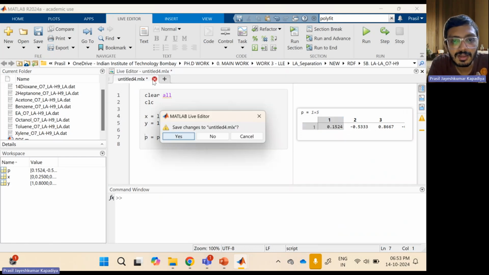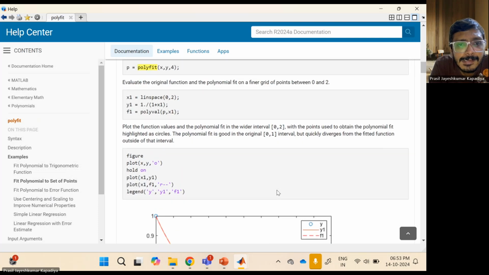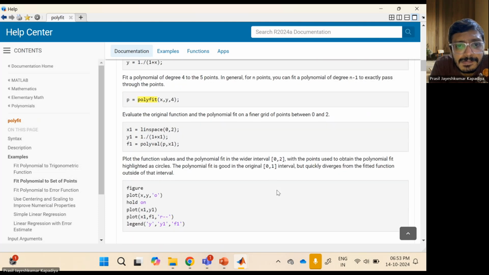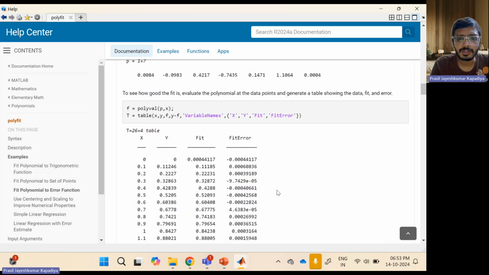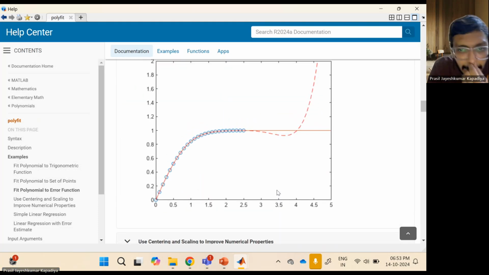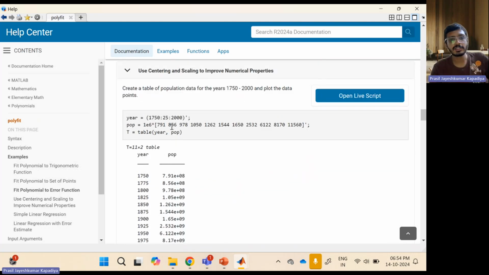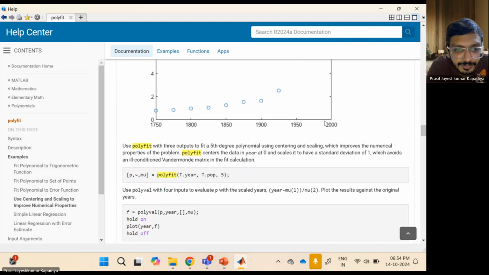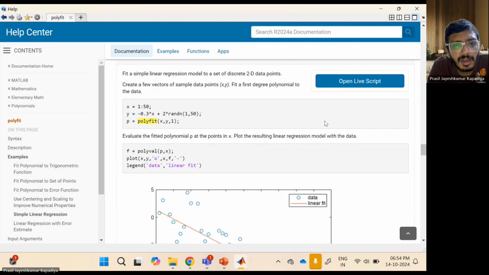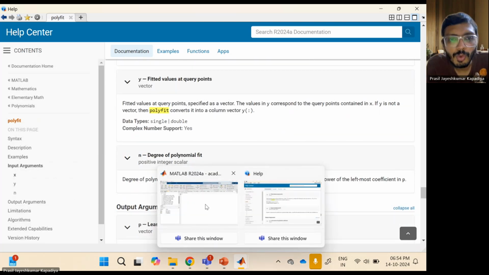Okay, so this was just one exercise. Further, what is given in the help section? Let's try to see it. Error function they are fitting. So see, this fit is like this, but the actual curve is like this. So it is not able to fit everything. So see here, versus population. And they are fitting some kind of polynomial. So see, that should always increase and that is increasing. Okay, linear regression we will see later. Okay, so let's try to solve this problem.